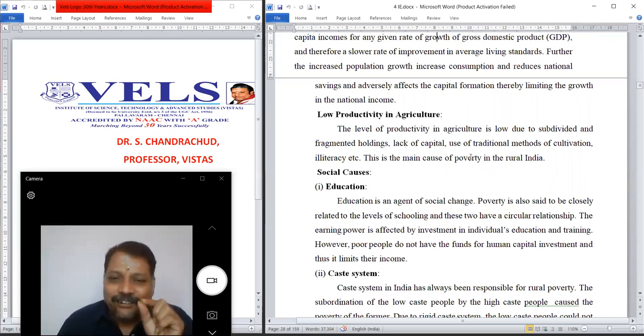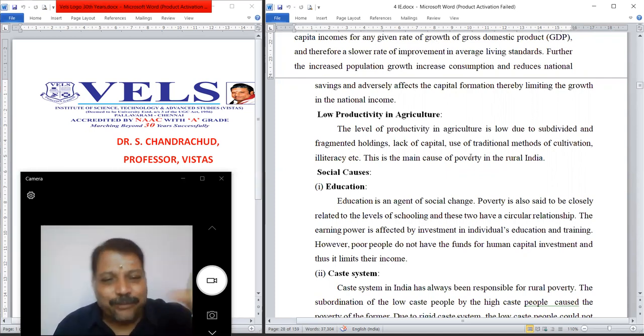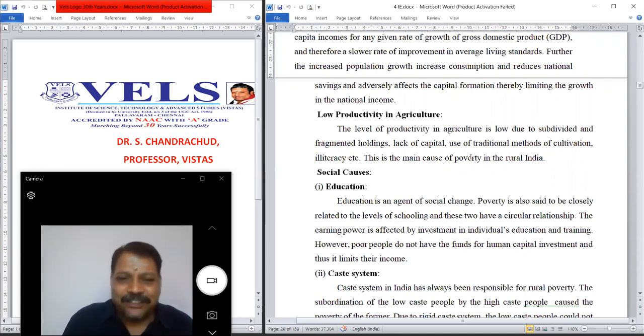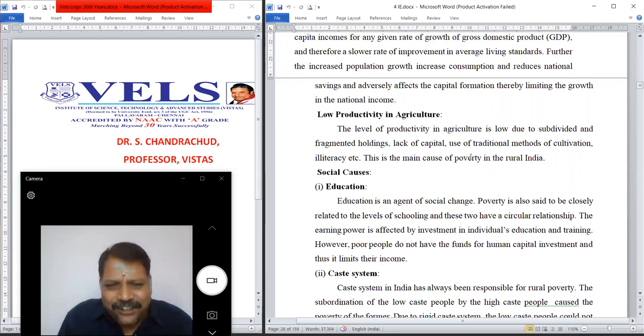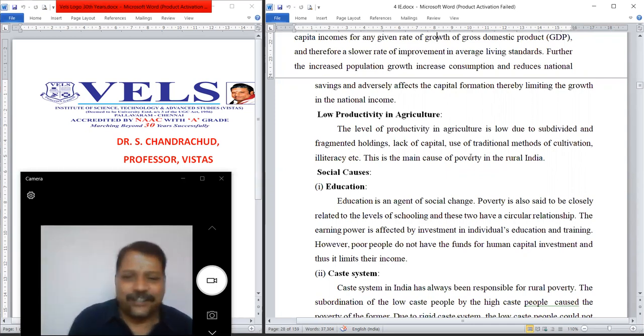But if you take the education, all the citizens of India are not able to get the education. Even if the government is ready to provide, it is not reaching the needy people. The earning power is affected by the investment in individual education and training. However, the poor people do not have funds for human capital investment, and thus it limits their income.